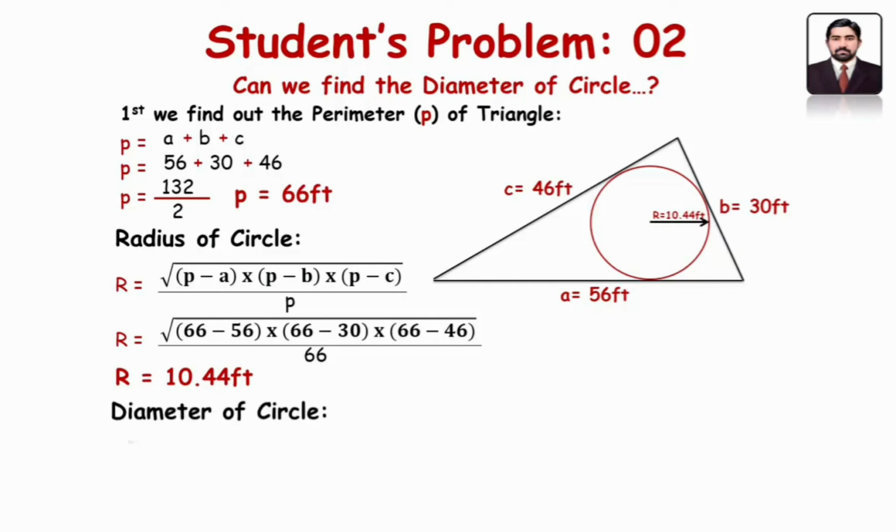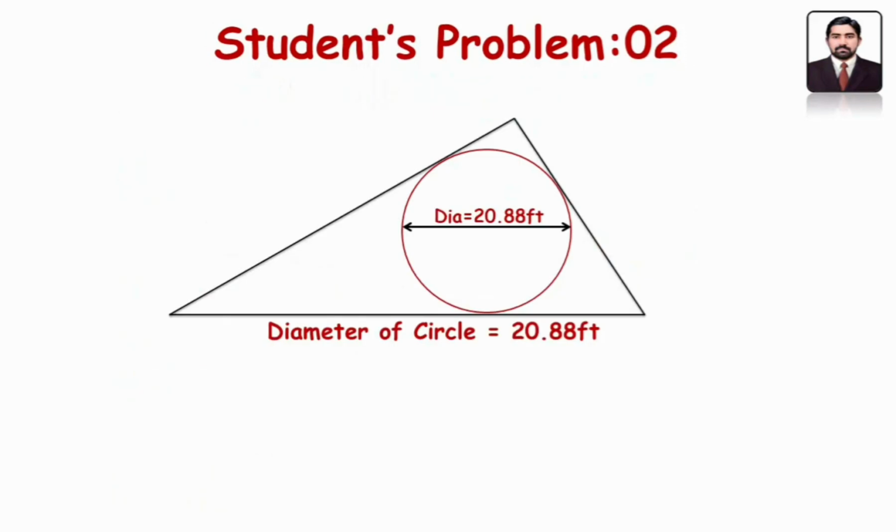Now the diameter of the circle is equal to 2 into r. We know the value of r and it is 10.44. Do some mathematics and we obtain the diameter of the circle. This is the diameter of the circle and it is 20.88 feet. And this is the solution of student problem number 2.